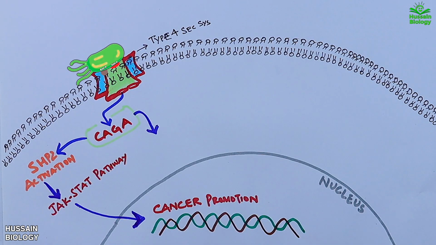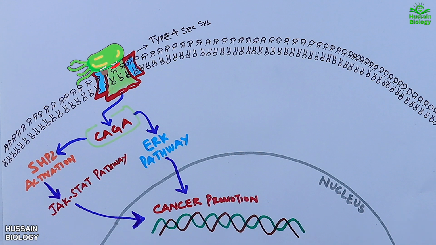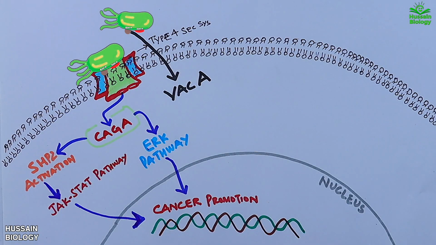On the other hand, the CagA molecule also activates the ERK pathway, which also leads to cell proliferation, thus promoting cancer. Secondly, we have the secretion of the VacA molecule by pylori. The VacA molecule binds to specific receptors on the host cell membrane, such as lipid rafts or receptor protein tyrosine phosphatase beta receptors.